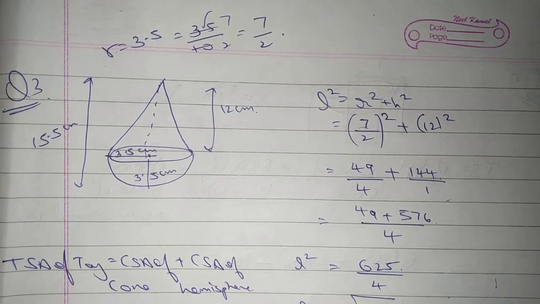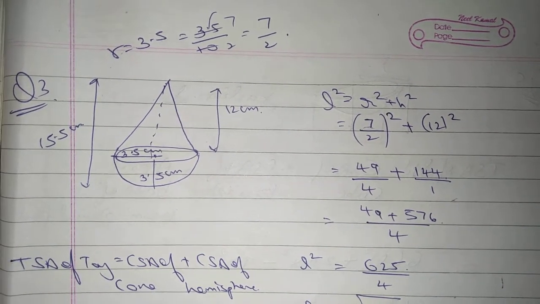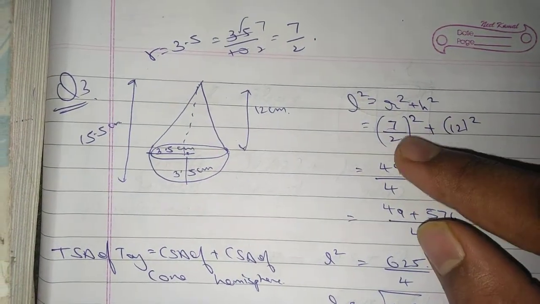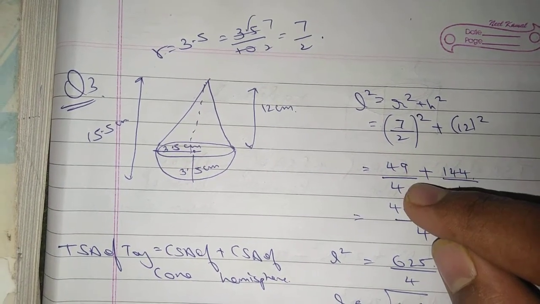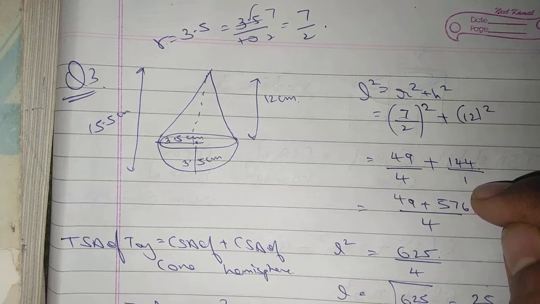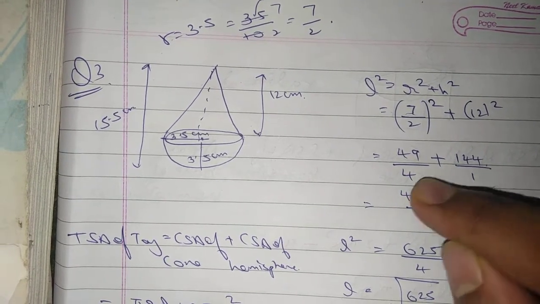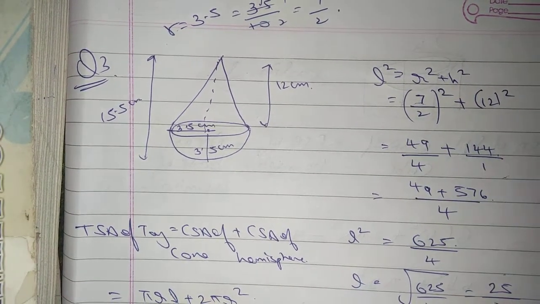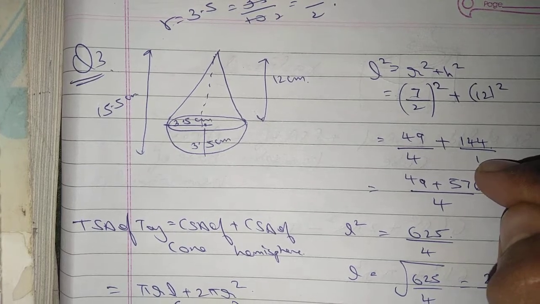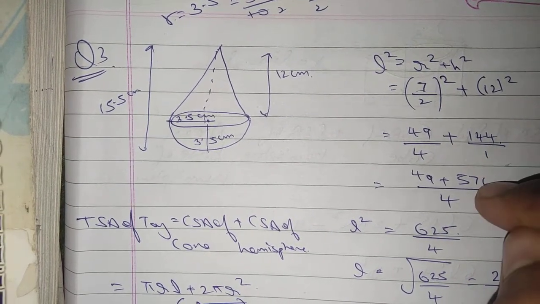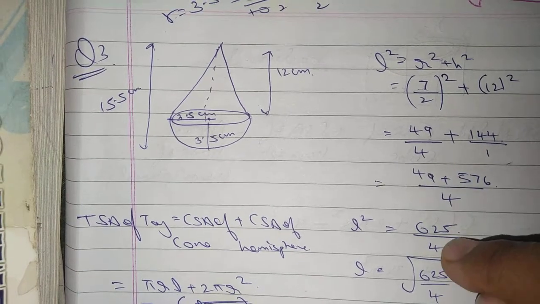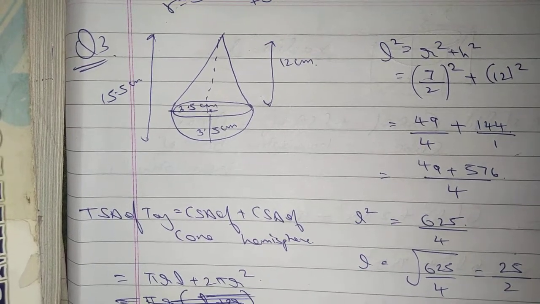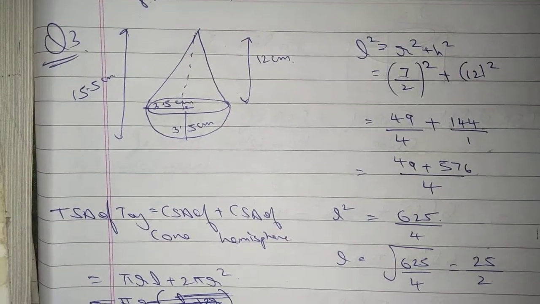The value of r is what? 7 by 2, plus h value is 12. The height of the toy is given as 12. So r is 7 by 2, the square of 7 is 49 divided by 4, plus 12 square is 144 divided by 1. Now LCM we have to take of 4 and 1. 4 is the LCM. In the table of 4, 4 will come one time, 1 multiply 49, plus in the table of 1 it will come 4 times, 4 multiply 144 is 576. 576 plus 49 is 625 divided by 4. Square root of 625 is 25 and square root of 4 is 2. So length is 25 divided by 2.